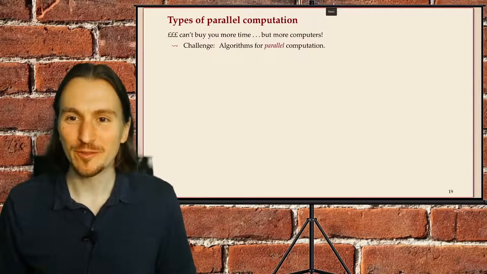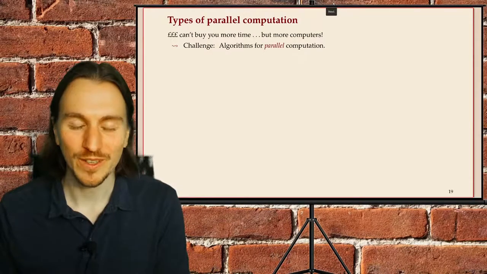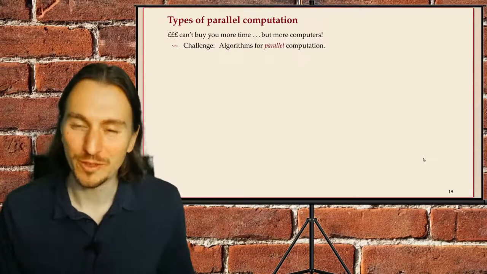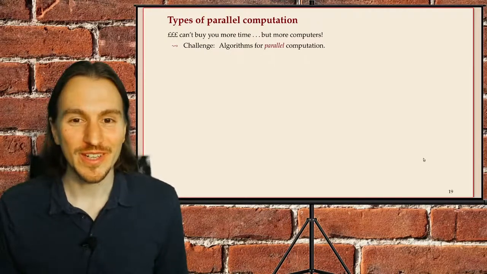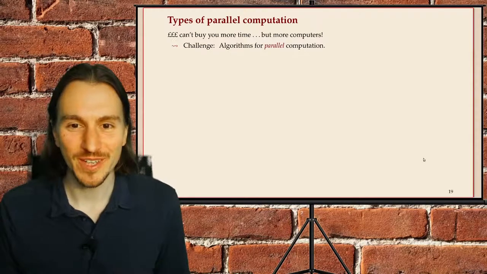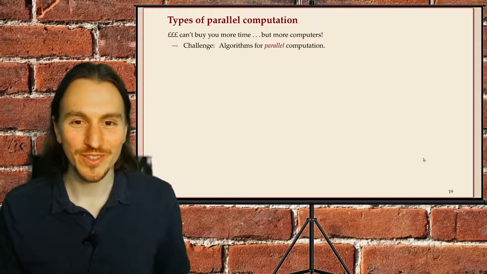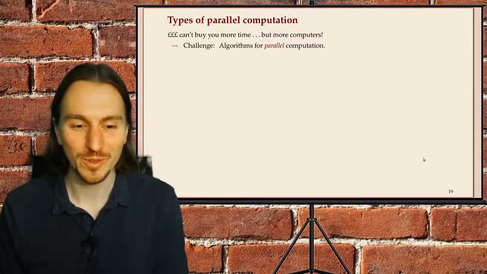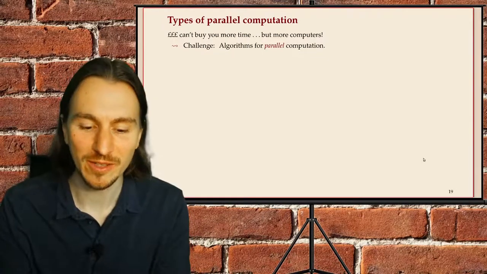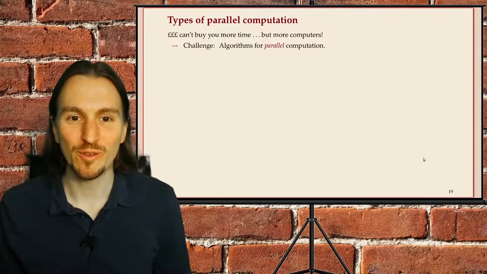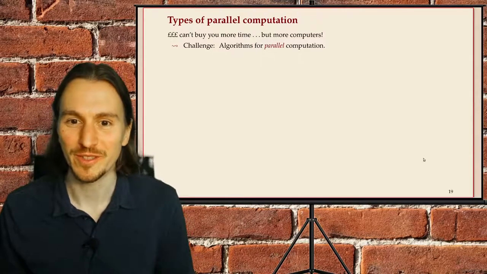There are different types of parallel computation in general, and I want to briefly discuss these, and we will focus on just one of them for this class. The core reason people get excited about parallel computation is that money can buy you time, because it can buy you more computers. If you can rent an entire compute center and compute a challenging problem in parallel on all these many computers, then it might be possible to solve a problem that otherwise would take years and would never finish in a reasonable time.